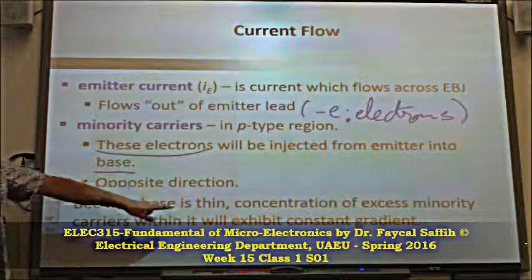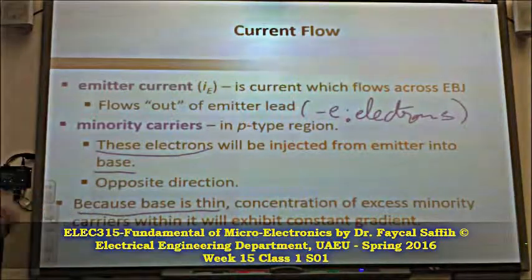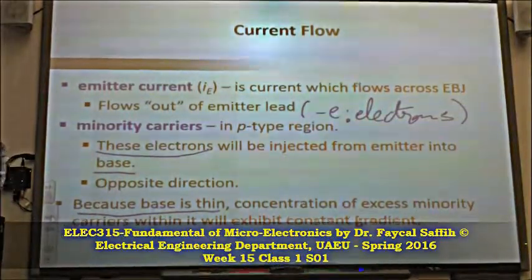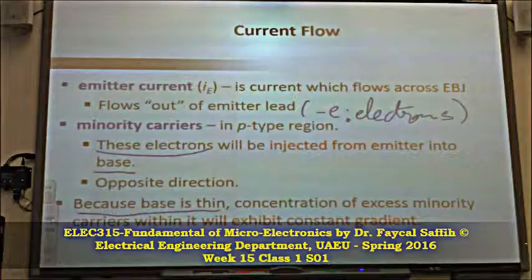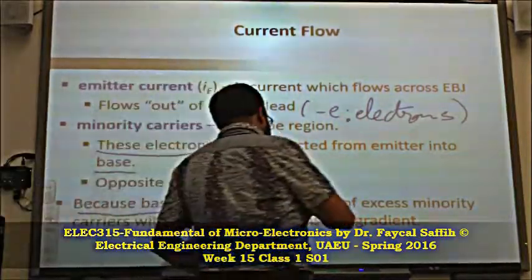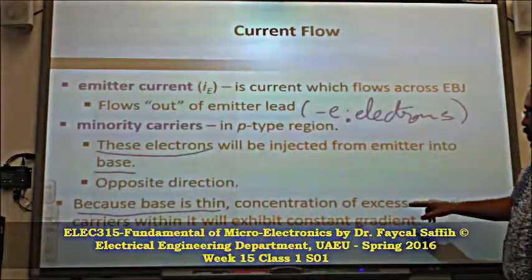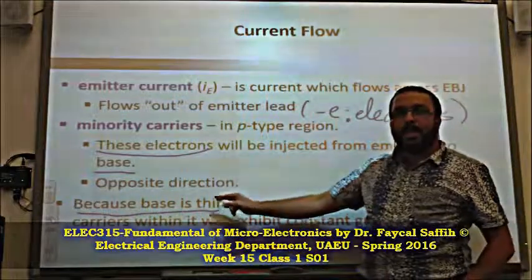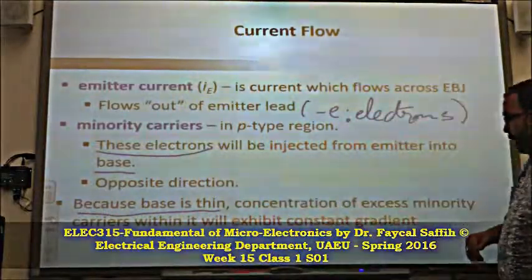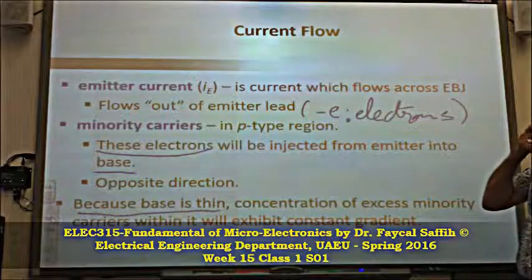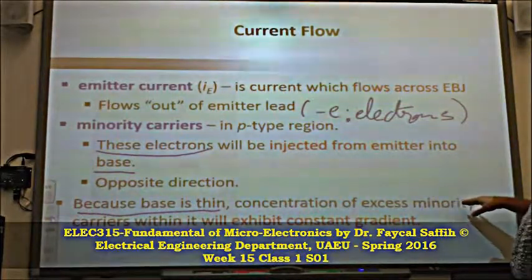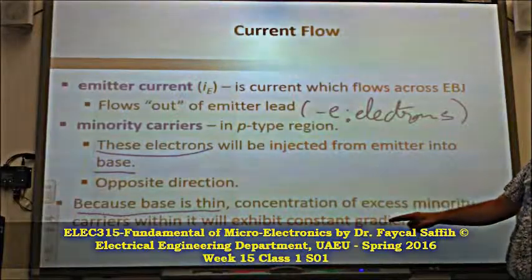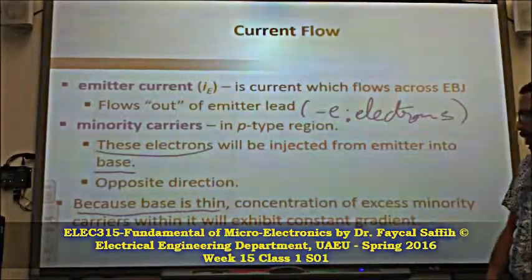So because the base is thin, and this is the physical reality, the base is made really, really thin, in the nano range, meaning 10 to the power minus 9 meter. So the concentration of the excess minority, what are the minority in the base? They are the electrons. Majority are the holes. Because the base is thin, the concentration of excess minority carriers within it will exhibit a constant gradient, of course.